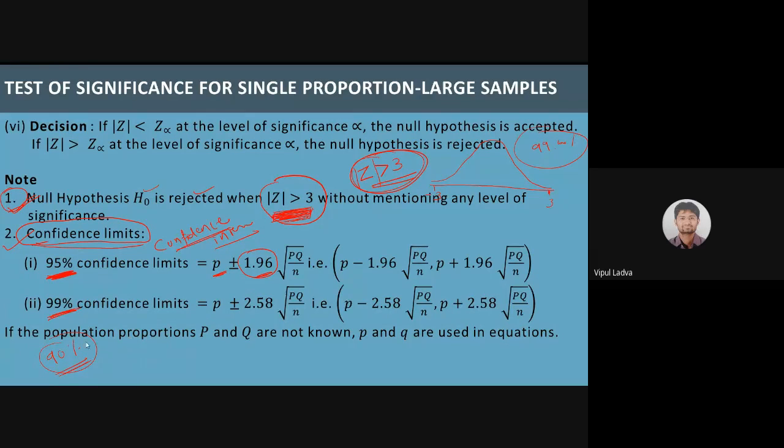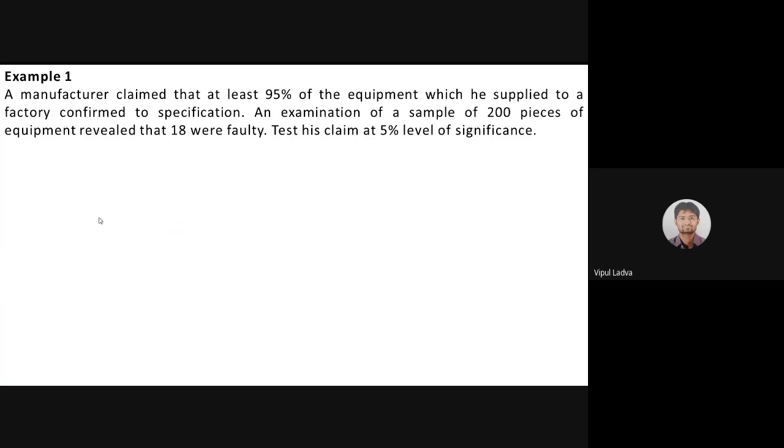And if the population proportion P and Q are not known, then small p and q are used in the equation. Then small p and q are also applicable. We can introduce small p and q there as well. How, I will show in the example. Wait, let's go. This is our first example.